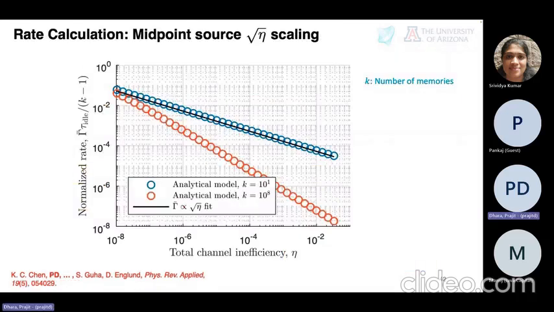What our rate calculation showed is that if I limit how many memories I have, my rate scaling indeed goes to square root of eta scaling, as my number of memories is limited. This is just a scaling. This is a normalized rate. This blue line would be much, much lower than the red line if I did not normalize it. But in the high memory regime, I don't have my square root of eta scaling. This is a peculiarity. It's not a feature. It's just something interesting to look at.